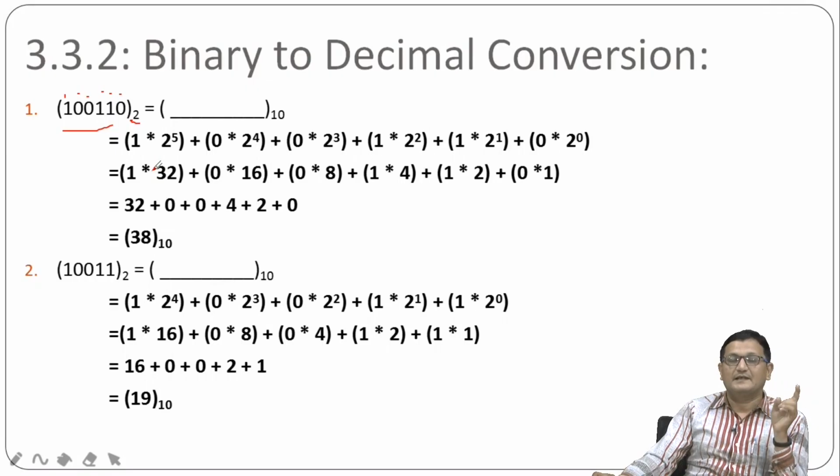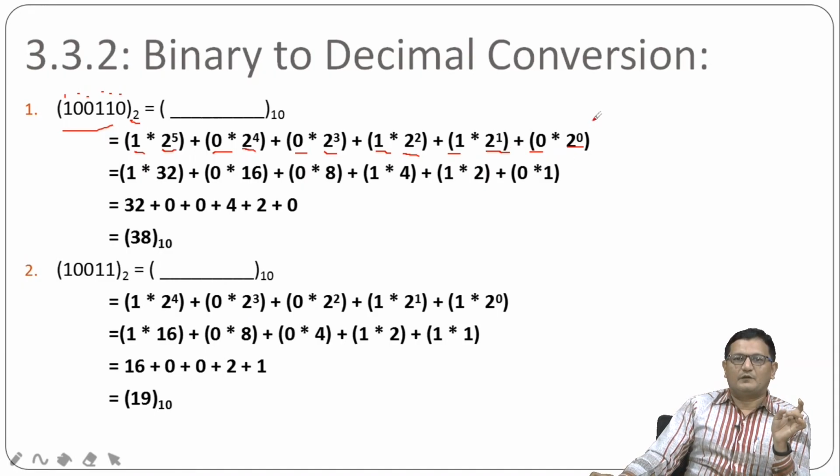Total digits are 6. If 6 digits are there, you need to start from 2 raised to 5. Suppose n digits are there, you start with n minus 1. So here I will start with 2 raised to 5, then 2 raised to 4, 2 raised to 3, 2 raised to 2, 2 raised to 1, and 2 raised to 0. Then you need to write your binary. What is the binary? 1 0 0 1 1 0.